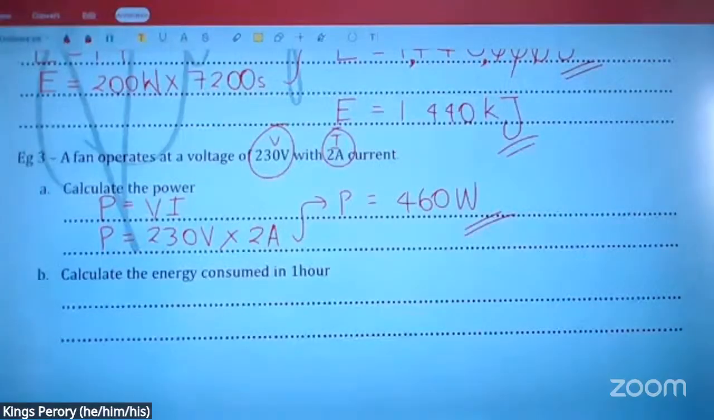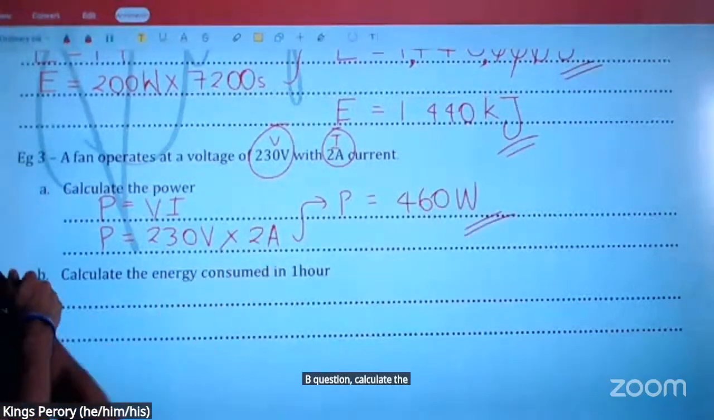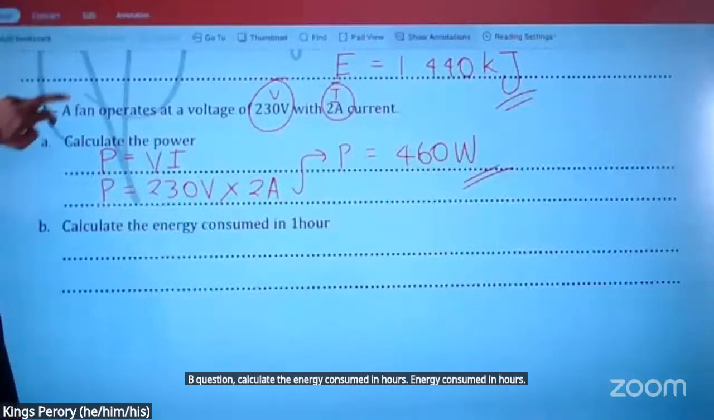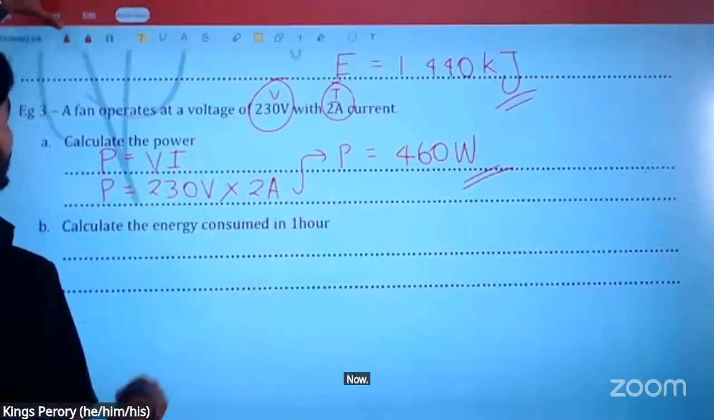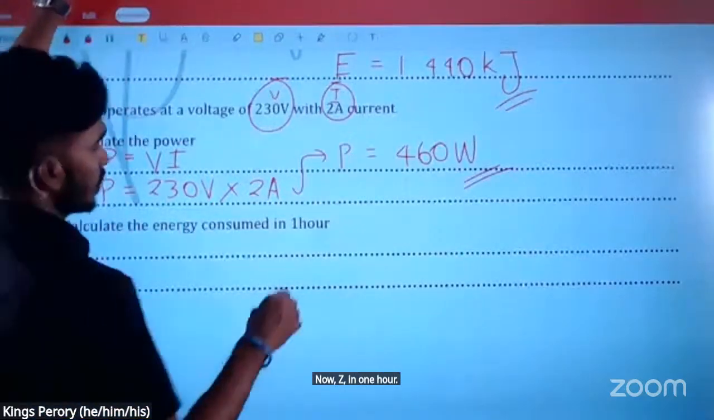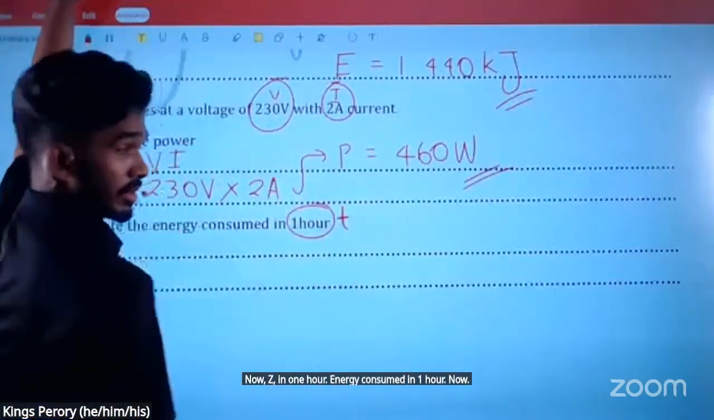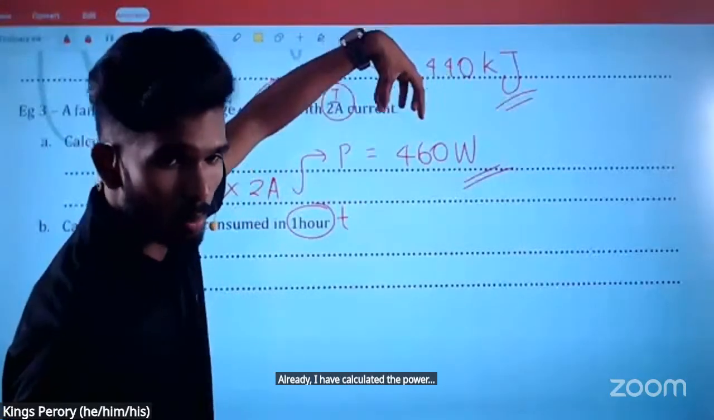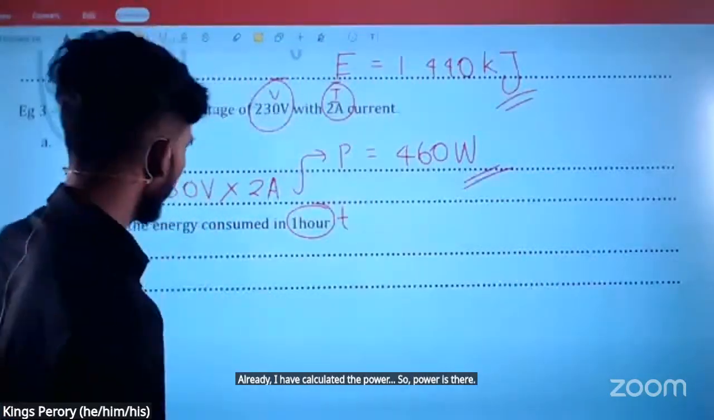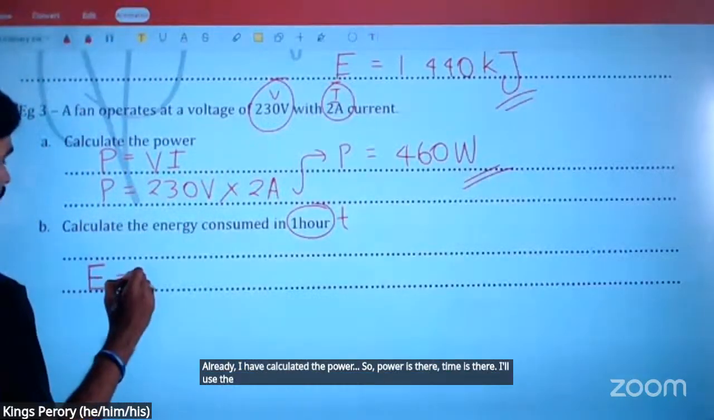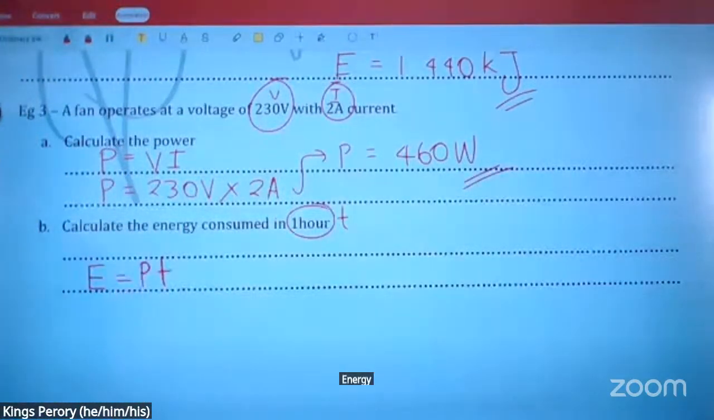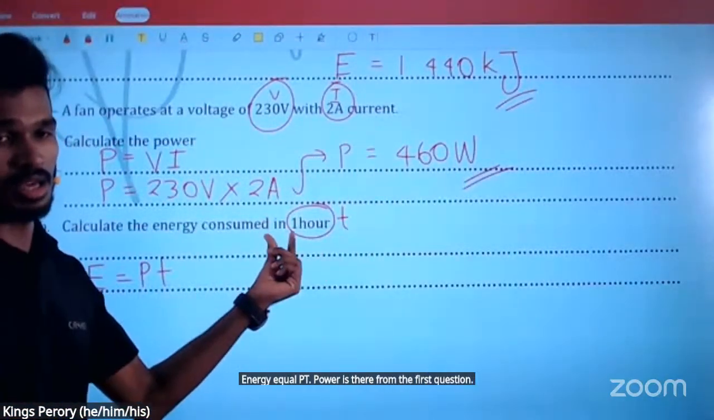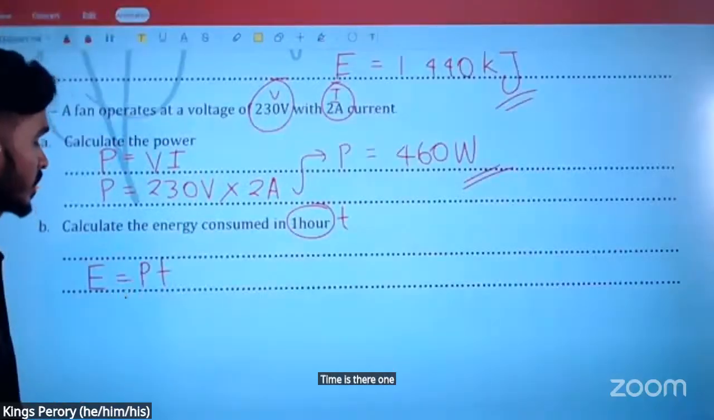B question, calculate the energy consumed in 1 hour. Now see, time is given. Already I have calculated the power. So power is there, time is there. I'll use the first equation. Energy equal P T. Power is there from the first question, time is there, 1 hour.